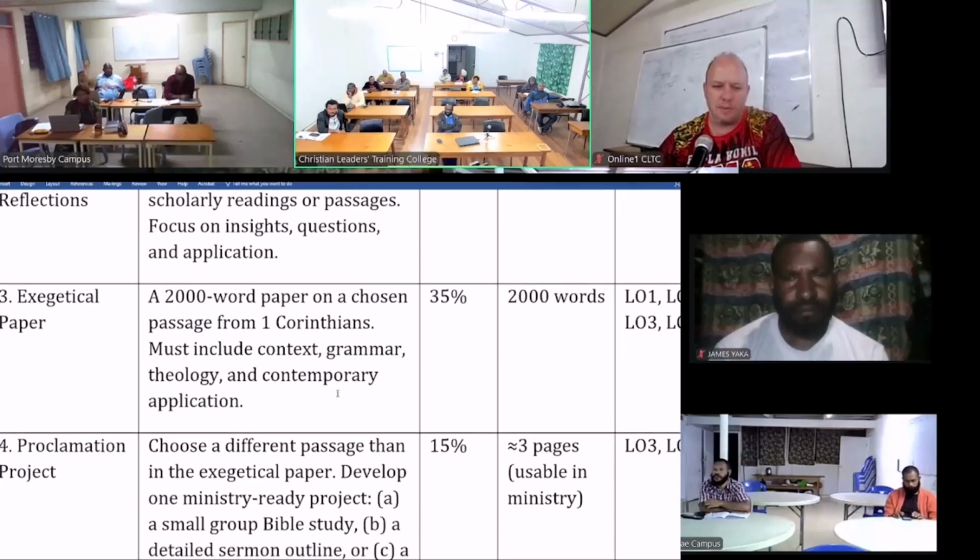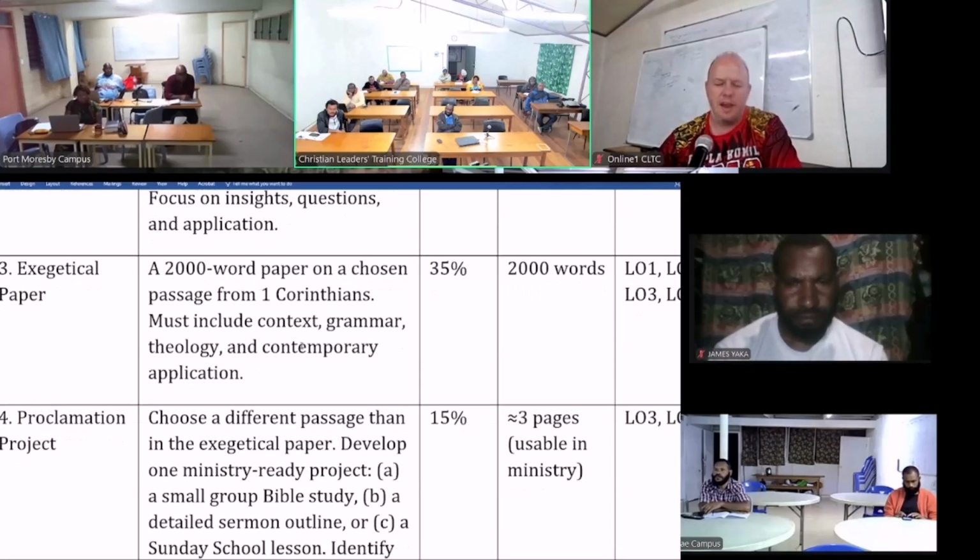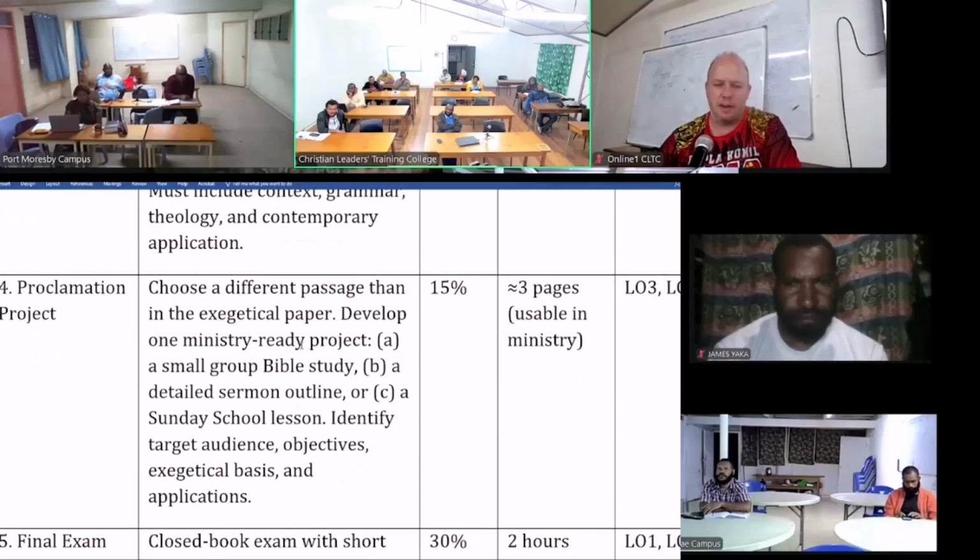So you'll write this paper, do application, and that's going to be 35% of your grade. So that's the big paper to get done. And then this one is a smaller thing, but still you can work hard on it. We'll take a different passage, and I think I might let you choose.